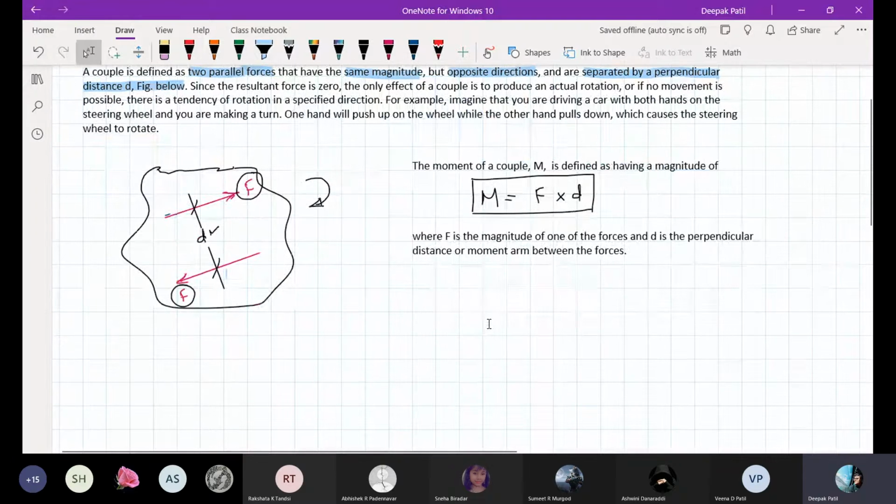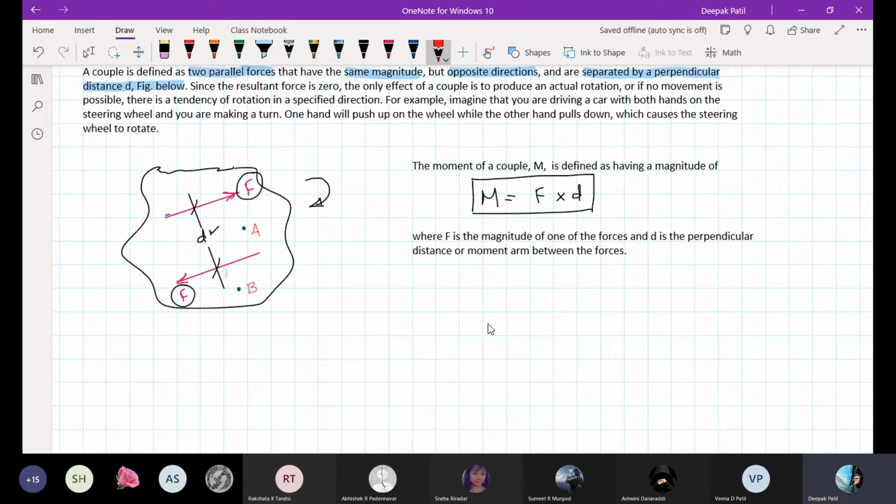I can prove that. Suppose this is the body. What I will do is take 3 points in a body. Let me take one point and call it point A. I will take one more point, and let this point be B.